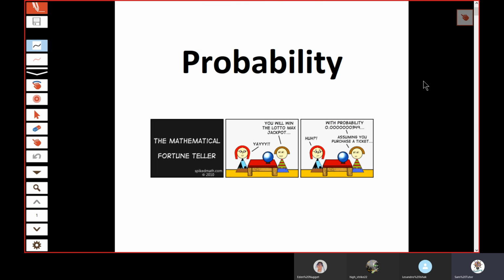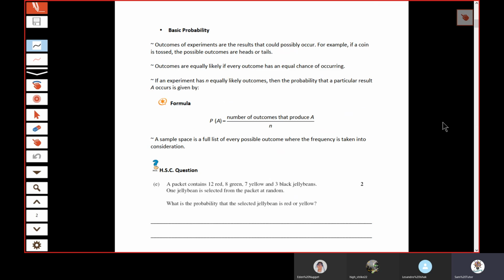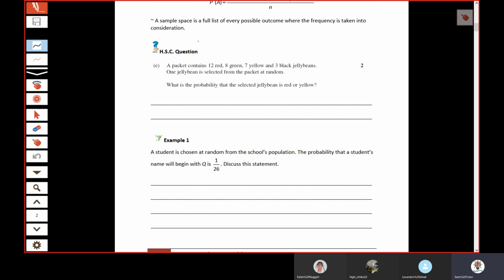All right, probability. This should be pretty straightforward. Most of topic 1 of probability is just your year 9 and year 10 probability. So there shouldn't be anything too crazy in here. That's the good news. So let's start. I think we already know that to find the probability is the number of outcomes that produce it over the sample space, or how many you have. So we just start straight away with an HSC question.